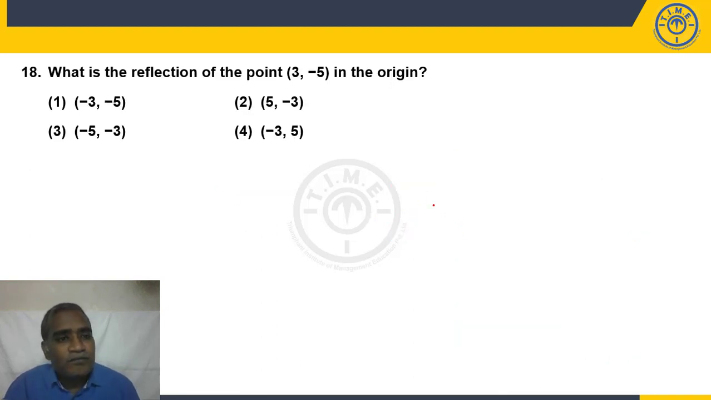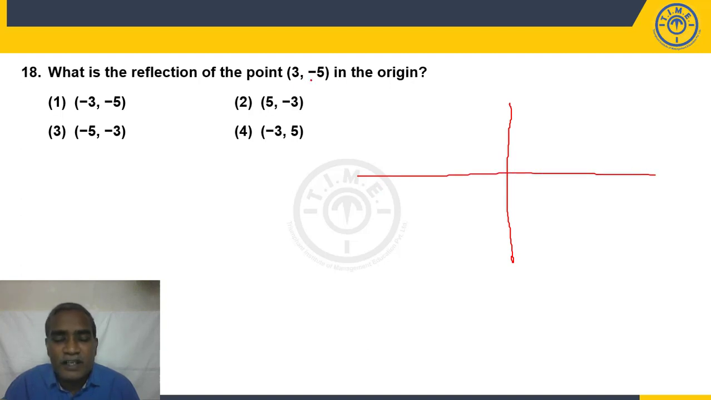Next. What is the reflection of the point (3, -5) in the origin? Already we did reflection of x is equal to something, y is equal to something. But here reflection of the point in the origin is asked. So first you have to identify the point. Minus plus, plus minus: (3, -5), plus minus, lies in the fourth quadrant.